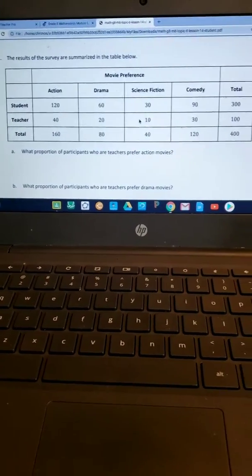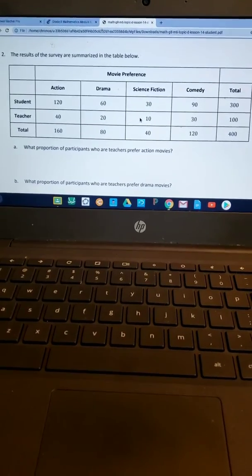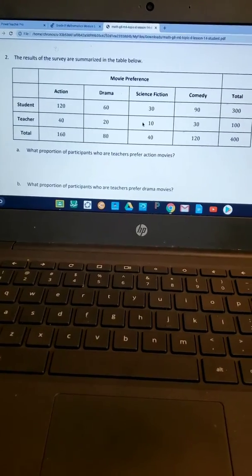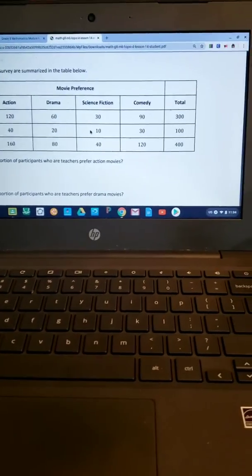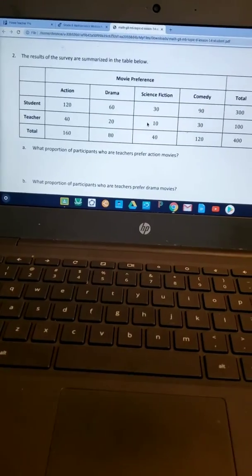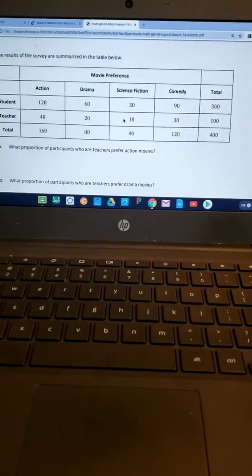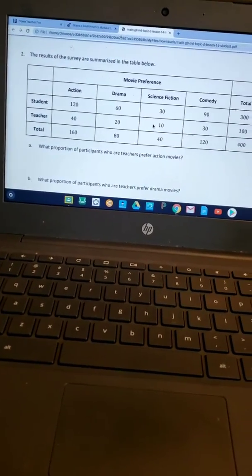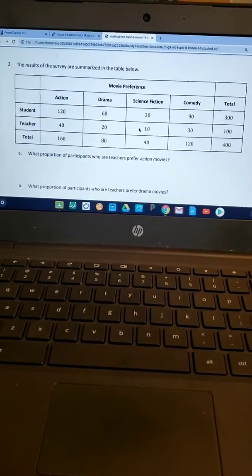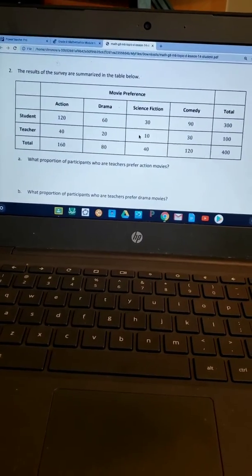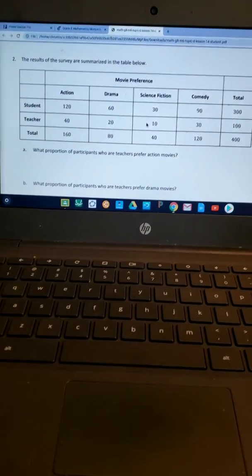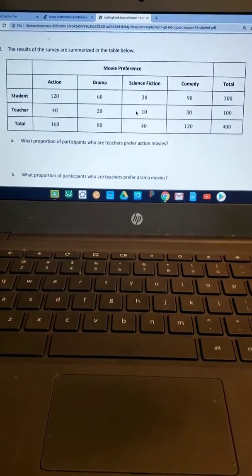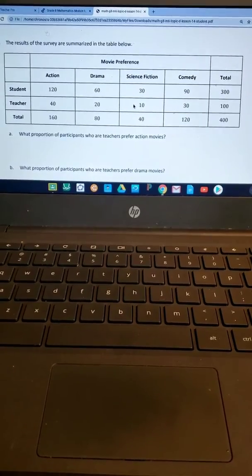If you add all the way going horizontally, it should equal 300. Then for teachers, you have 40 for action, 20 for drama, 10 for science fiction, and 30 for comedy. If you add those across, they should be 100. And then at the bottom, it gives you the total of people surveyed that like each type: 160 out of the 400 surveyed like action, 80 for drama, 40 for science fiction, and 120 for comedy.